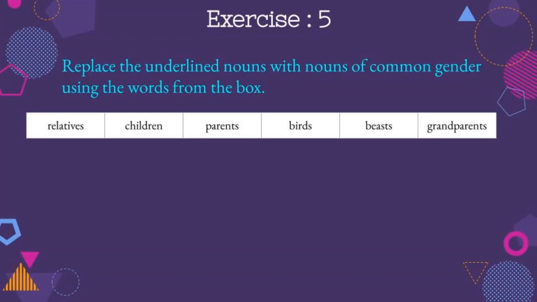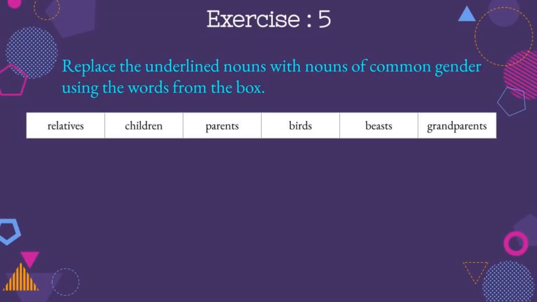Okay, before going to the exercise, let us see what are the words given in the helping box. Already inside the helping box, all the words are common gender only. Let us see what they are. The words are relatives, children, parents, birds, beast, and grandparents. What do you mean by relatives? We know that relatives means uncle, auntie, grandparents, sisters, brothers. All these people will come under the category relatives.